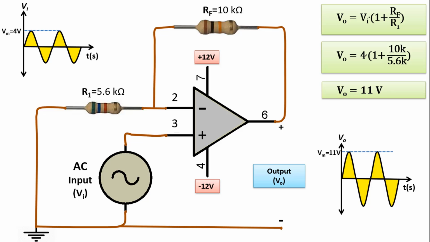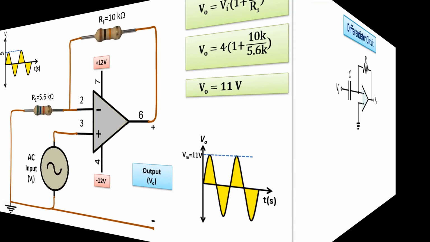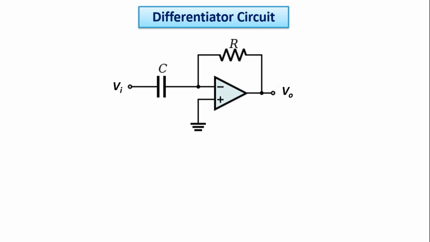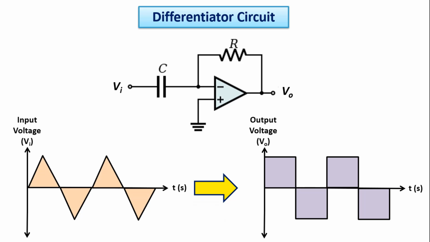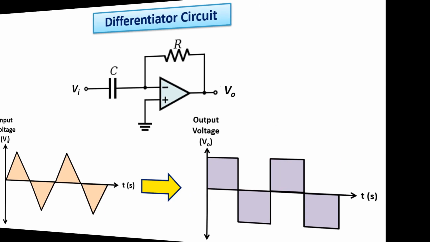Apart from the inverting and non-inverting operational amplifier circuits mentioned here, many other amplifier circuits are used. For example, the circuit with a capacitor at the input and a resistor between the input and output is a differential operational amplifier circuit. This circuit is used to convert a triangular waveform into a square wave. I will not go into detail about how it works.